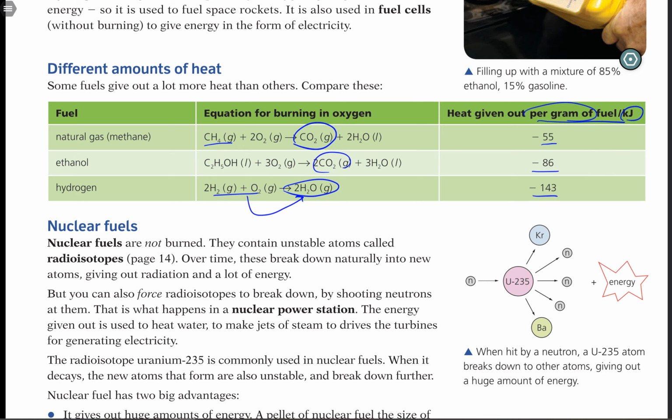So depending on where you are, the cost of each one of them, and whether they can make pollution or not, you can choose different options for fuel. But based on the information given in this table, hydrogen is the best option.